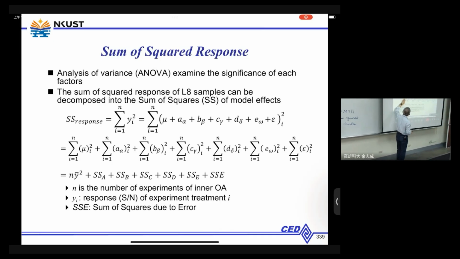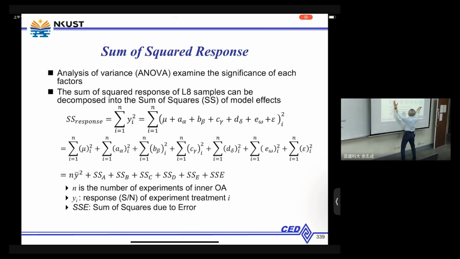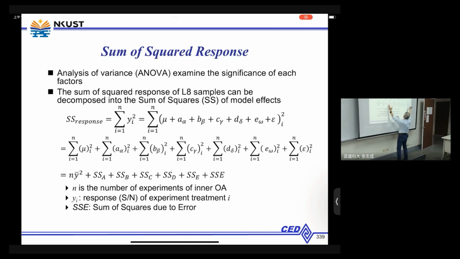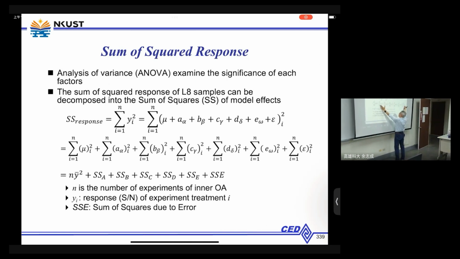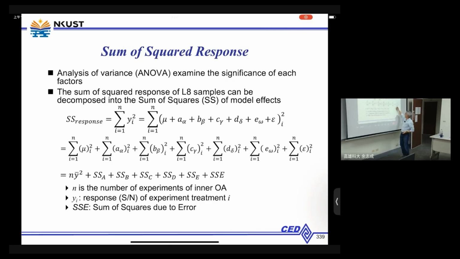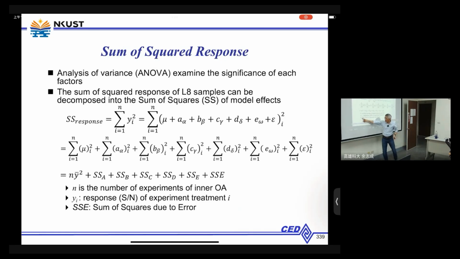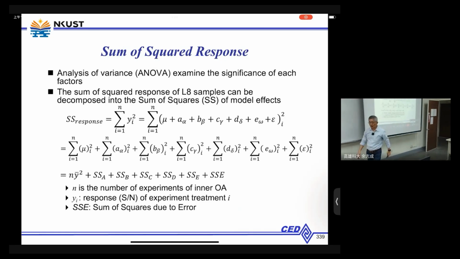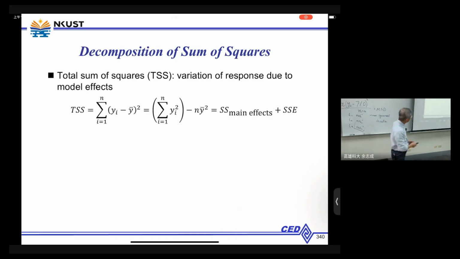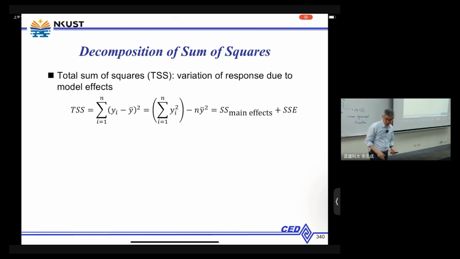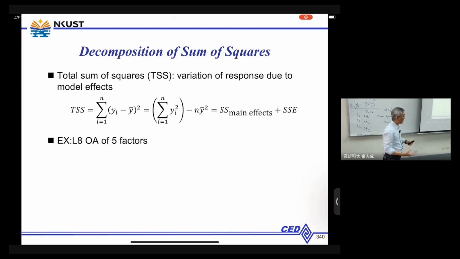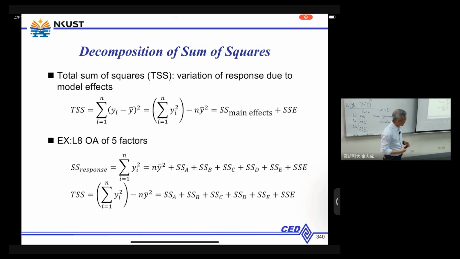We move this term to the left, and the right part will have this. This is called the sum of squares for the main effects, A to E. And this one is called SSE, the sum of squares due to error. Therefore, we get that the total sum of squares equals the sum of squares for the main effects plus the sum of squares due to error. All right, let's go back to the L8 orthogonal array of 5 control factors.